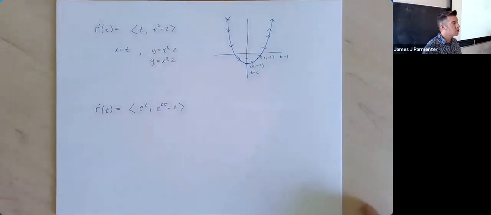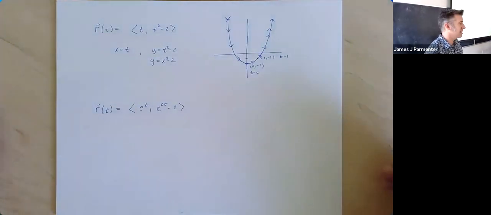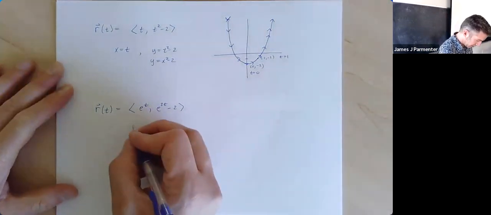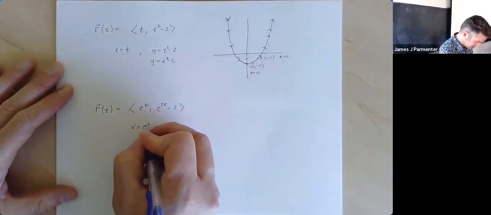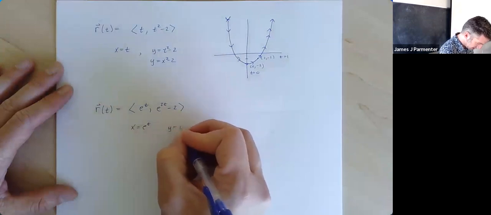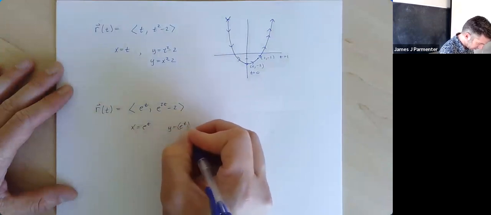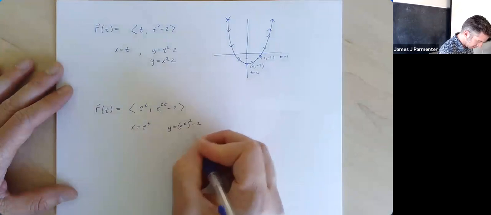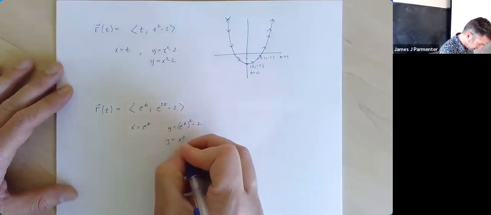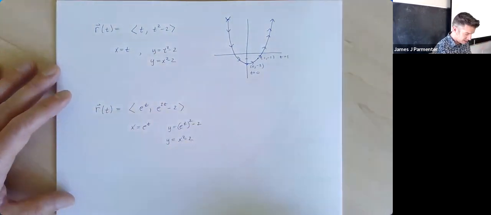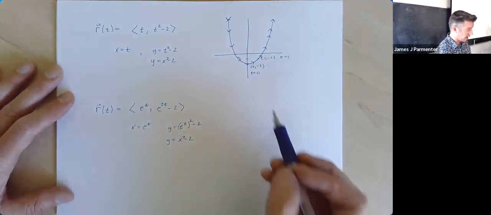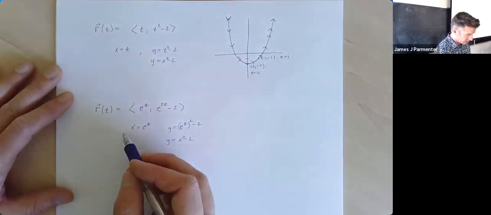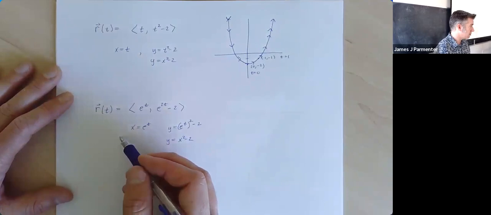If we're not super careful here, we might end up thinking that we get the exact same graph. I'm going to say that x is e to the t and y is e to the t squared, which is e to the 2t minus 2. So y does equal x squared minus 2. But the difference here between the graph I'm about to draw and the graph I just drew is that here we have a limited domain, right?